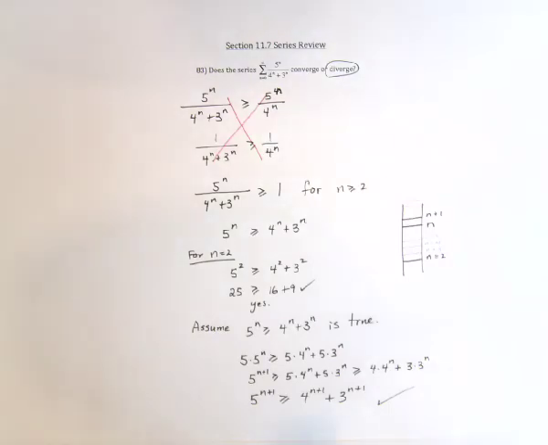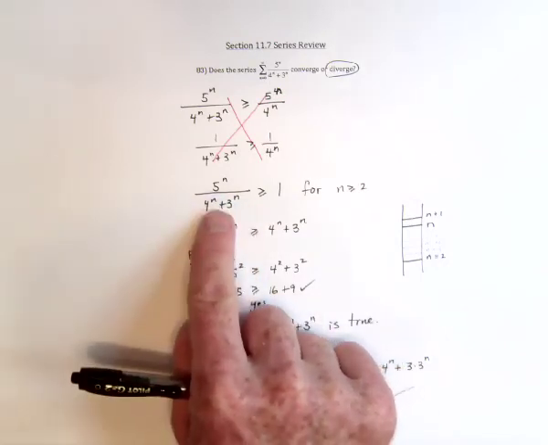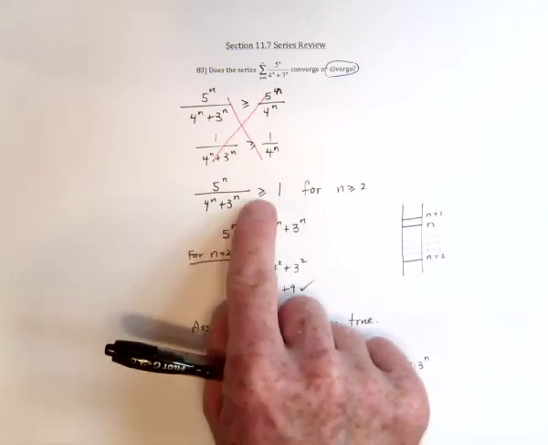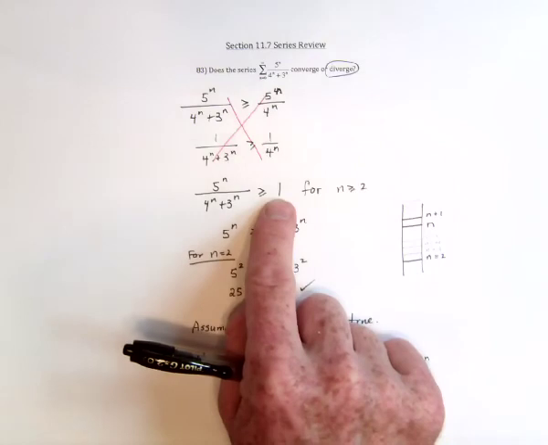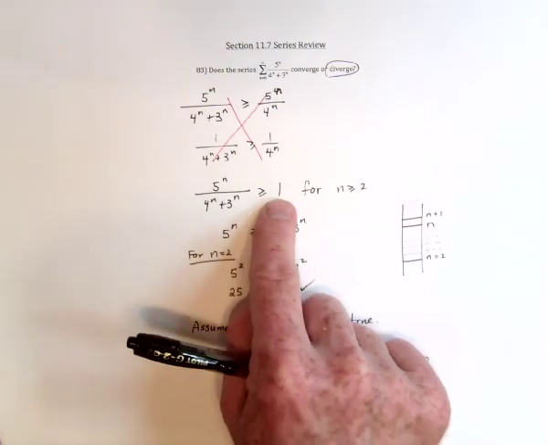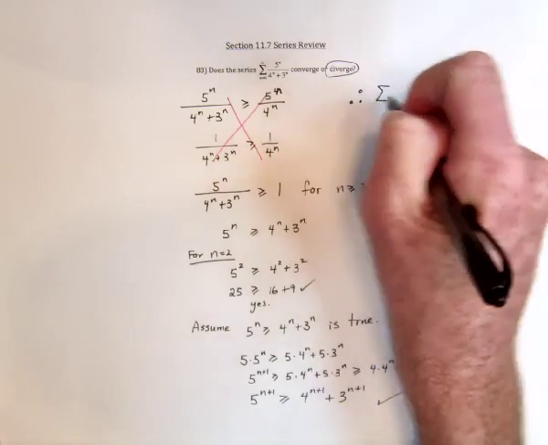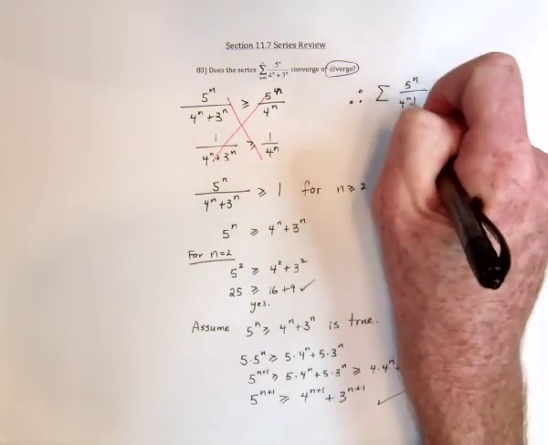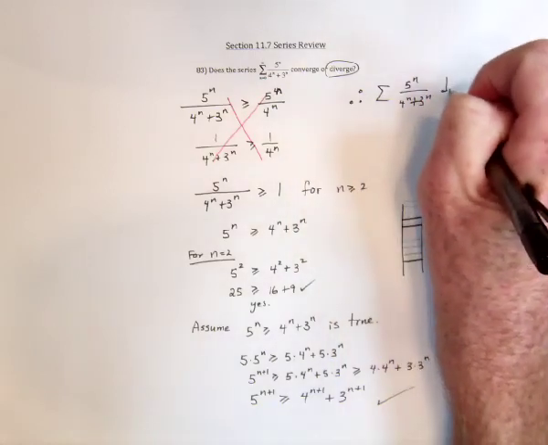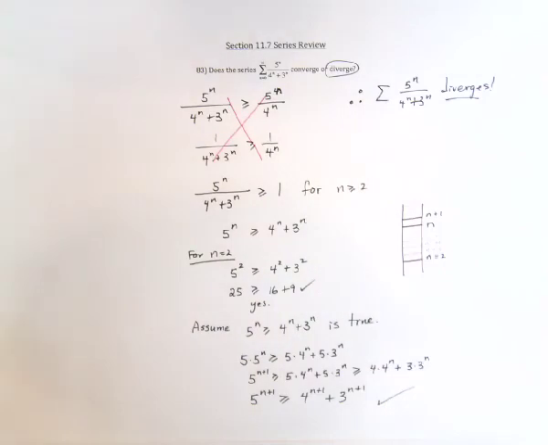That means that this inequality is always true. That means that when you add up all of these terms, they're going to add up to more than or equal to 1 plus 1 plus 1 plus 1 plus 1 plus 1 plus 1 forever. Therefore, it diverges. It's a bit of a tricky one, but that was fun.